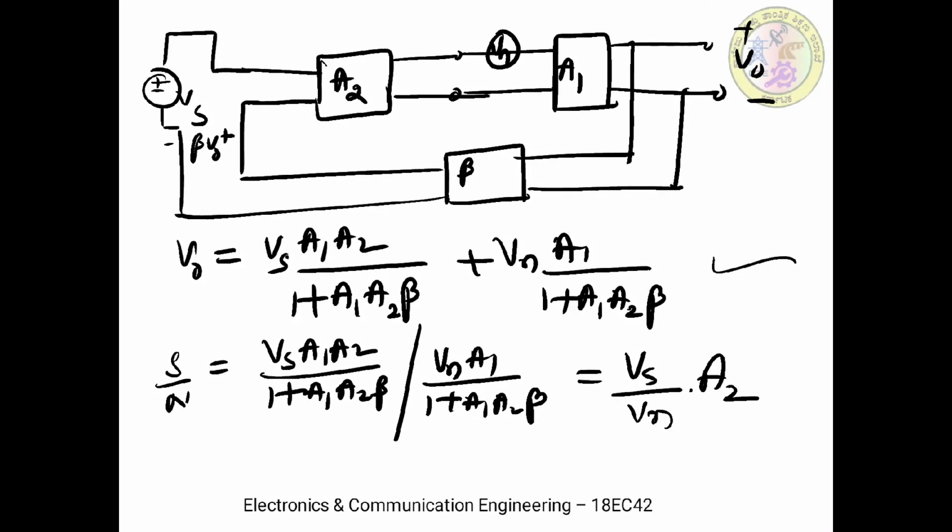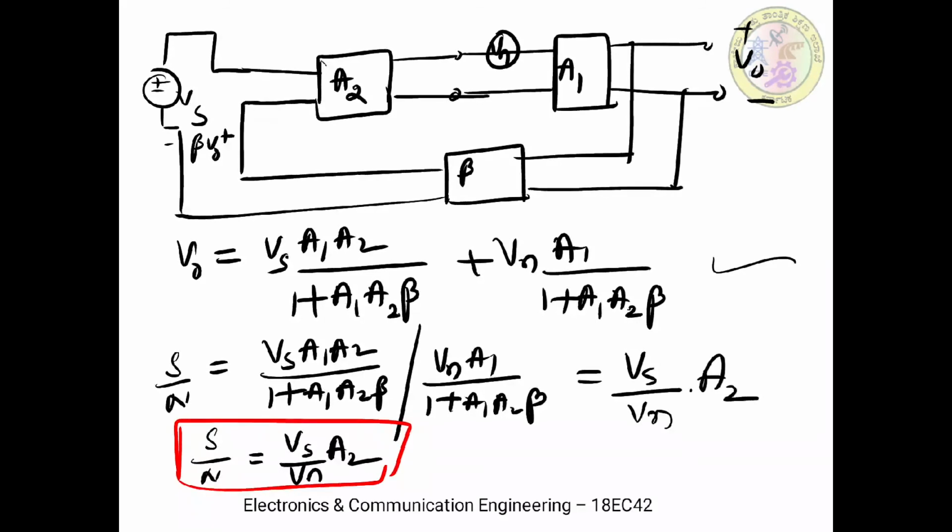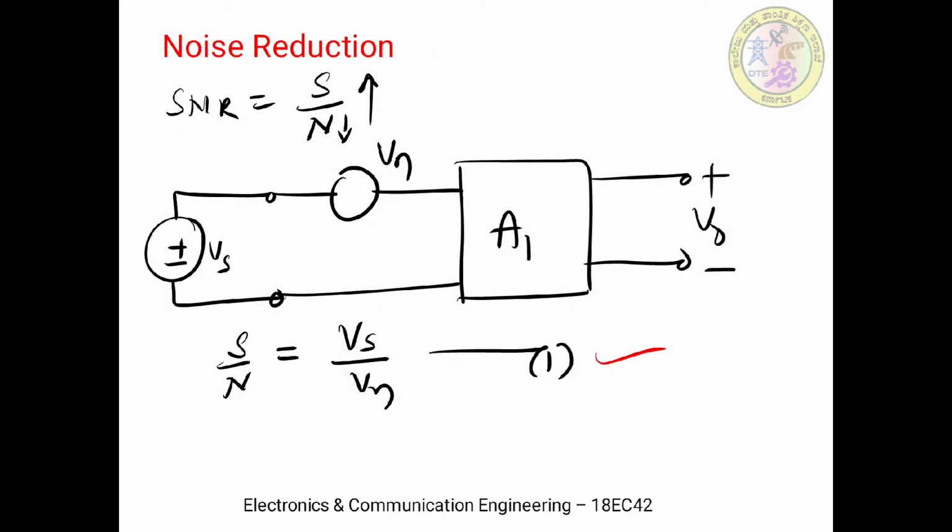So the overall signal to noise ratio in case of this particular connection is Vs by Vn into A2. This is an important result, which shows that the signal to noise ratio is higher by A2 times in comparison with the previous equation 1.